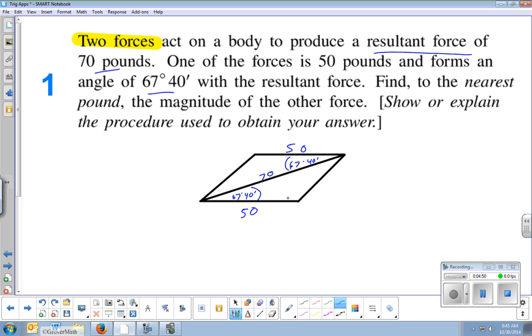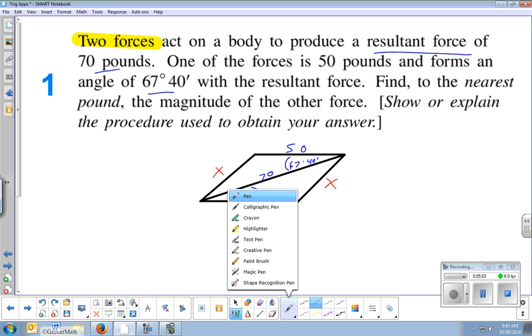Everything else you could put in two places. All right, so what do they want to know? They want to know, to the nearest pound, the magnitude of the other force. So the other force would be this, or this, because it's the same thing. And so you want to focus on this really as just a triangle problem.